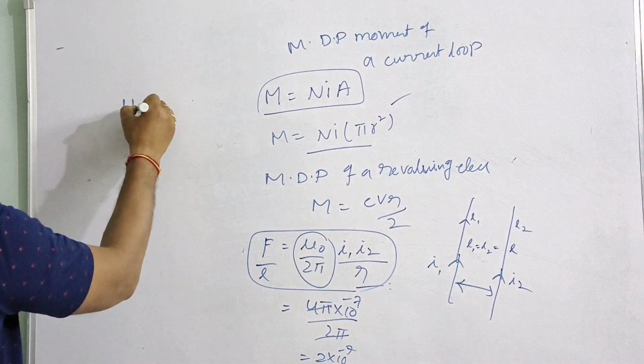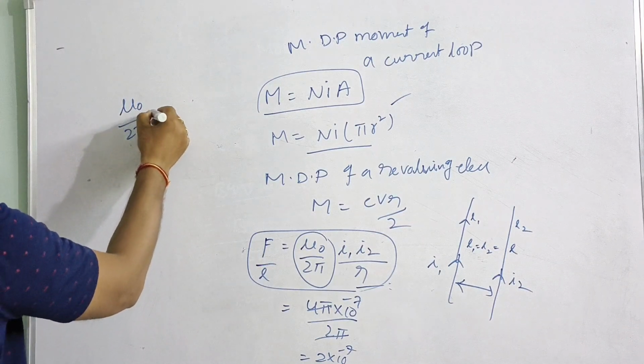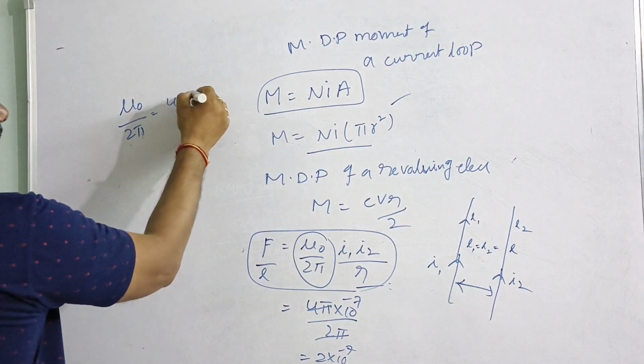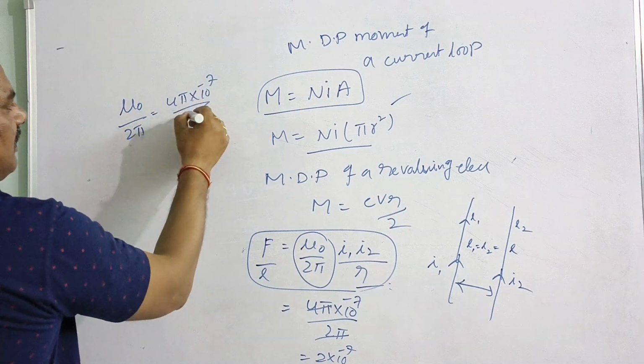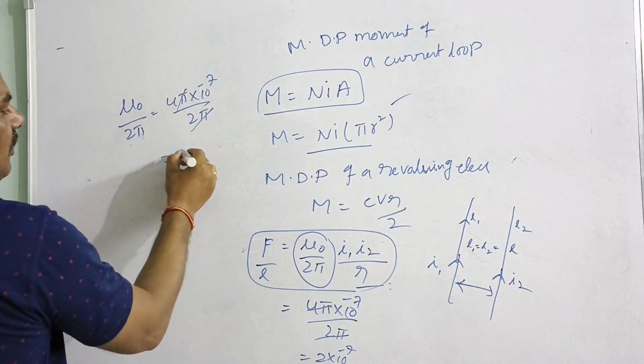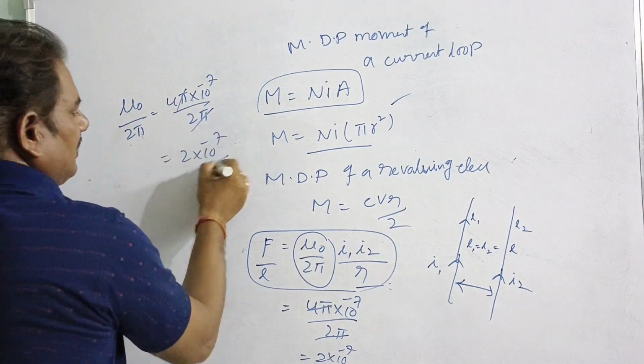Mu naught by 2 pi is equal to 4 pi into 10 power minus 7 by 2 pi. Cancel out, 2 into 10 power minus 7.